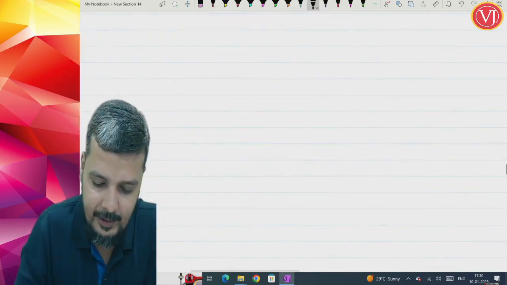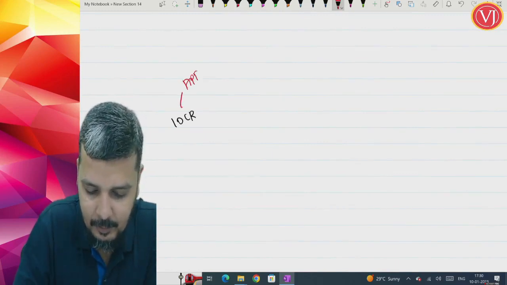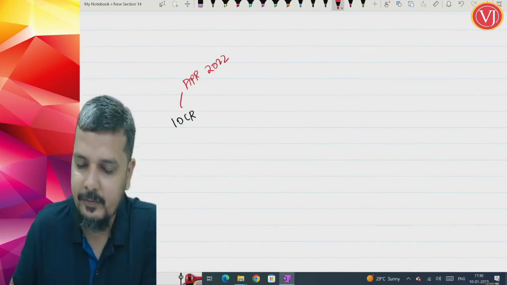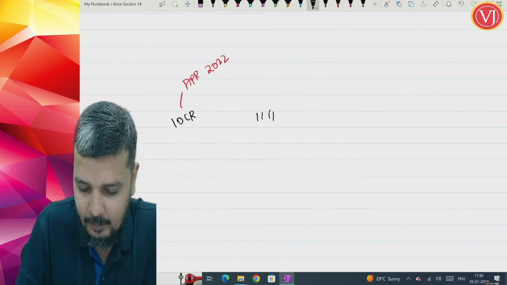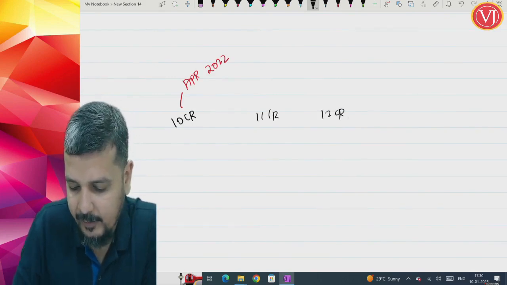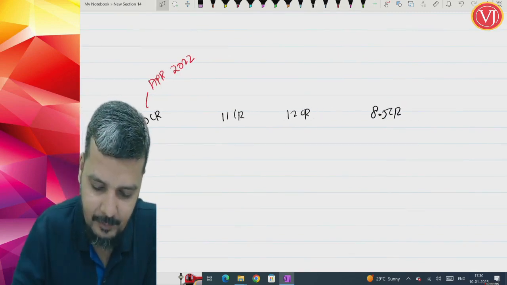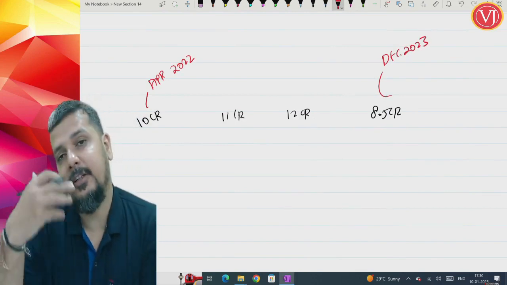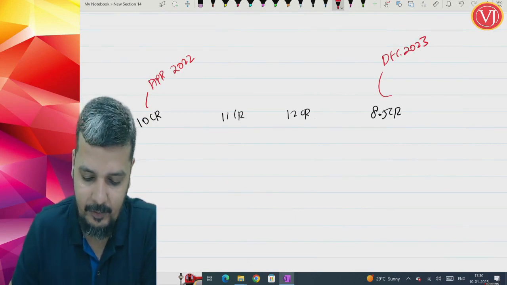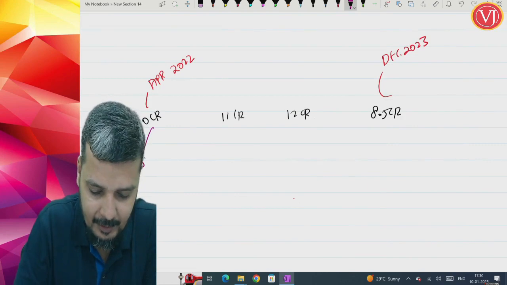Supposing I have availed wrong credit of 10 crores. This happened somewhere in April 2022. Now my credit is say 11 crore, it increases to 12 crore, etc. Suddenly it comes to 8.5 crores. It comes to 8.5 crores only say in December 2023. Let us take an extreme, say after next year. So now the wrong availment happened right in the beginning.